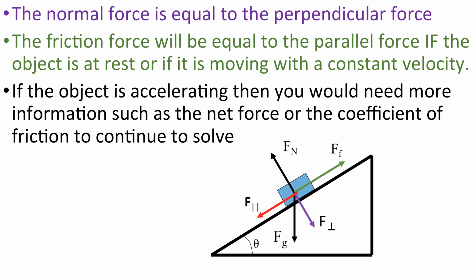If our object were accelerating, they would not be equal. And in order to solve the problem, you would need more information, such as the net force on the object, or I could give you the coefficient of friction in order to continue to solve that problem. Most of the problems we're going to work with are going to be simplified ones where the object is at rest or moving at a constant velocity, because I'm just trying to get you guys to understand the basics of these.